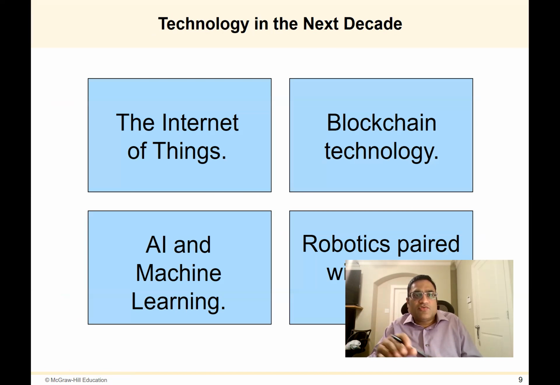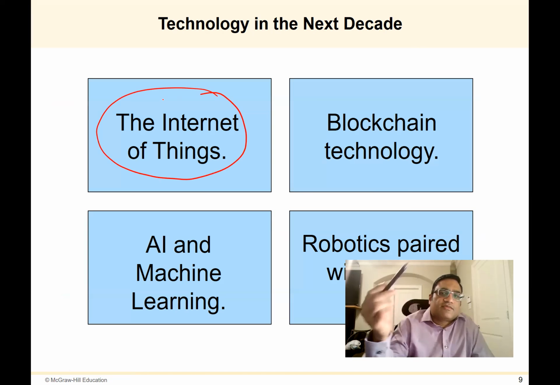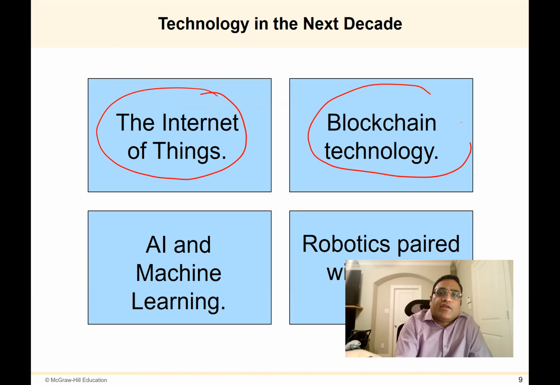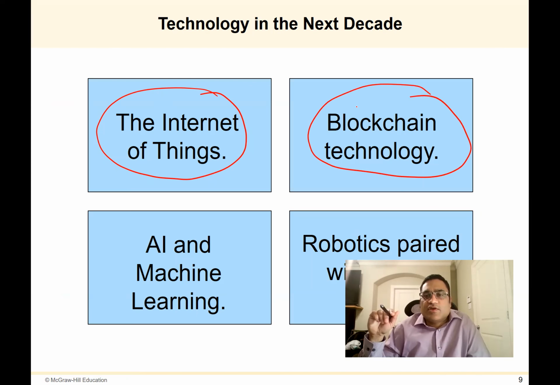Now this is interesting. Internet of Things, you probably already know about these things, which is anything and everything is now getting connected to the internet. Your car, your TV, your fridge. So that's kind of where things are going. And blockchain technology, Bitcoin, this is what is happening or will be happening in the near future. It's already happening, but it will become even bigger.